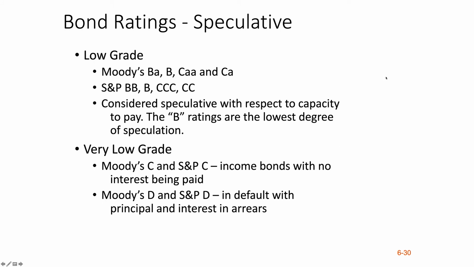On the other hand, anything below BBB, double B, single B, triple C, single C, even D, those are speculative and very risky. So the coupon rate is usually very high. And there is another word for those low-grade speculative investments. The good word is called high yield bond.